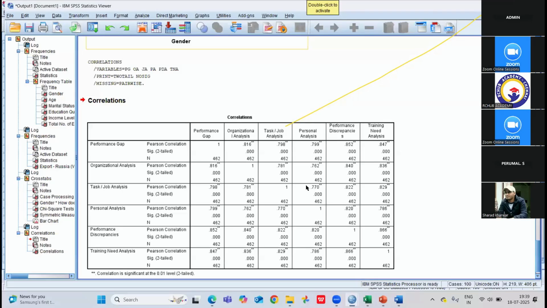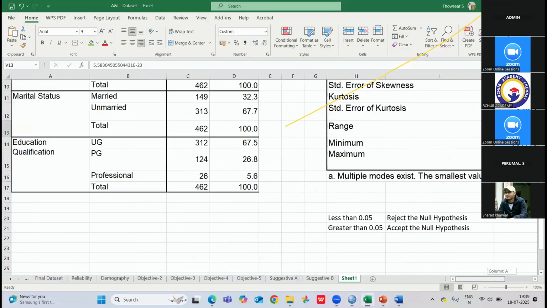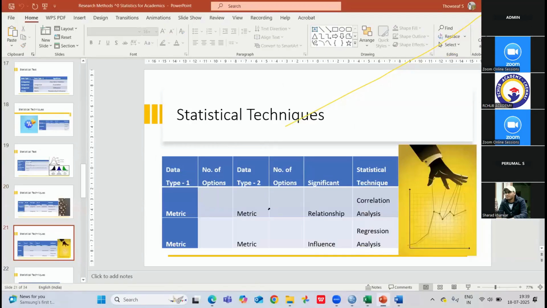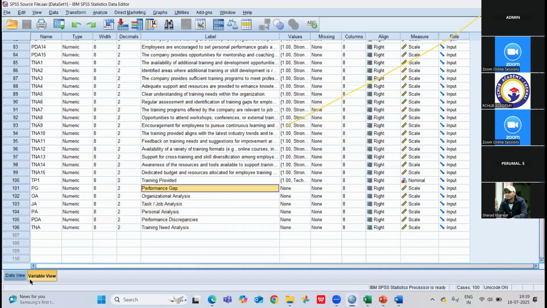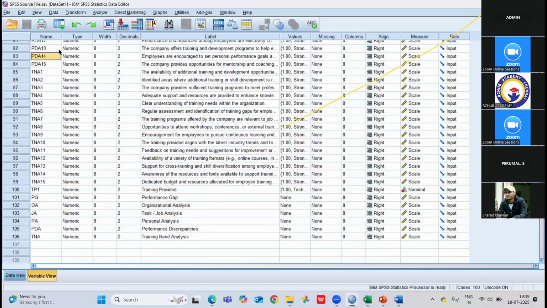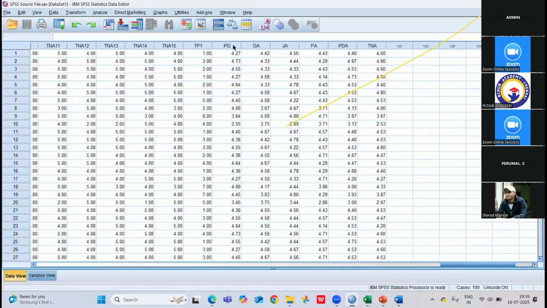Great. So I told you, you have to look at this significance value. You see, this is the significance value. The significance value is 0.000, which means, what is the null hypothesis here? I told you, for correlation analysis, both the data have to be metric. If you take a close look here, both the data are metric. That is, the relationship, the performance gap, the organization analysis, everything is metric data. Let me show you. You see all these values, the performance gap, organization, everything is metric data, numerical values.